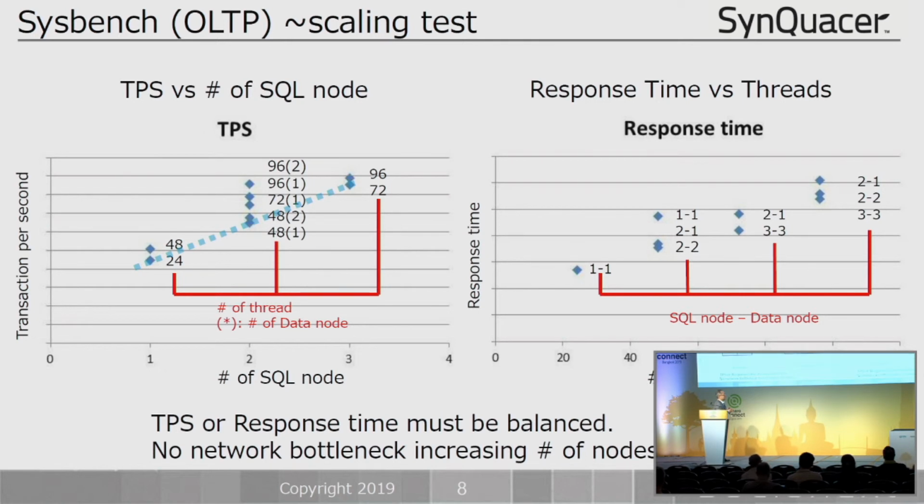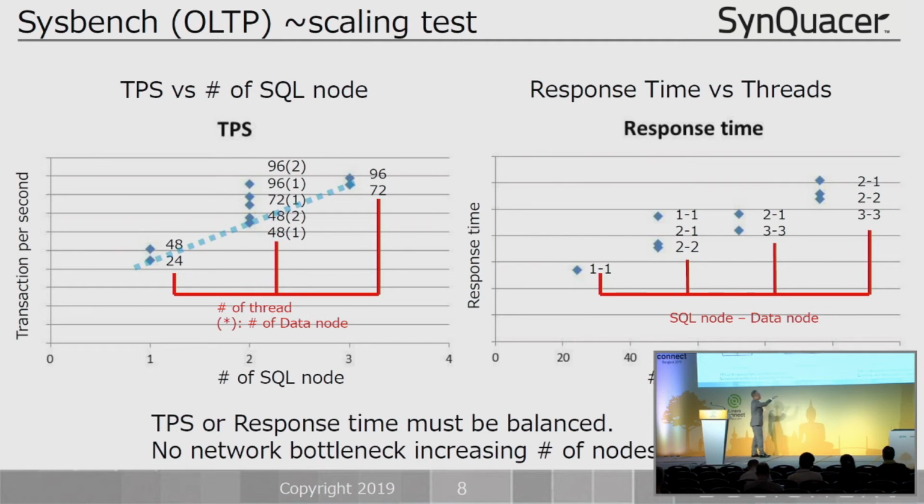So as you can see, the response time here, it says 1 by 1, which means Sysbench 1 and data node 1. So we increased the number of Sysbench threads, 48, and then 1 by 1, 2 by 1, 2 by 2. That means we increase both SQL nodes and data nodes. And as you can see, increasing the number of nodes doesn't change it.